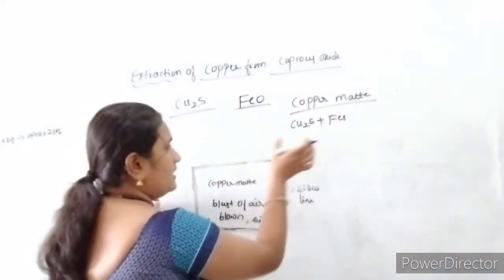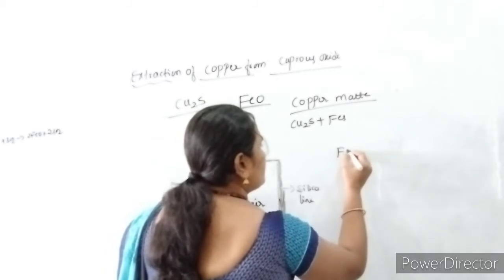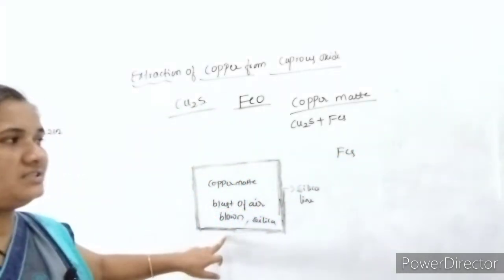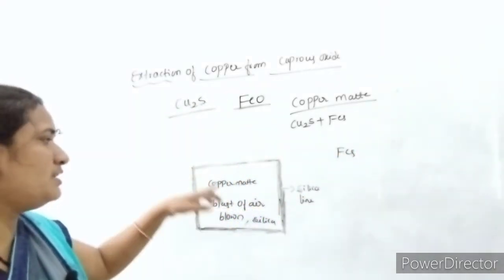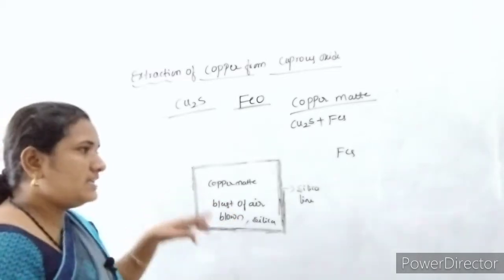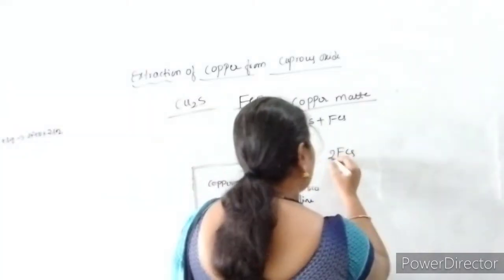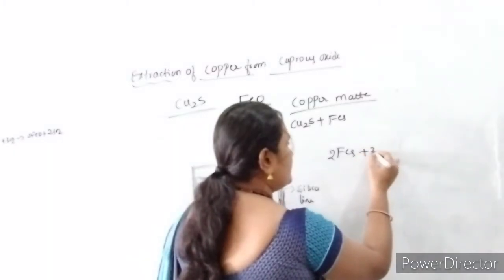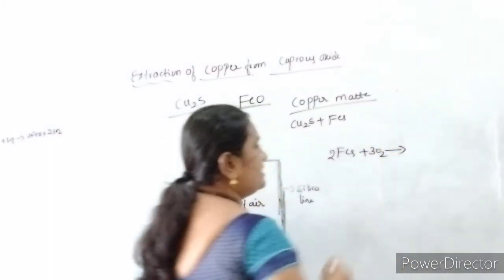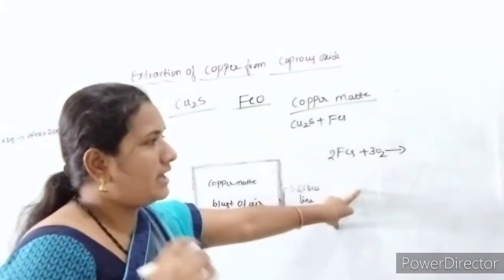So the FeS reacts with the oxygen produced due to the blowing of the blast of air in the converter. At this time the FeS reacts with the oxygen and is converted into iron oxide.